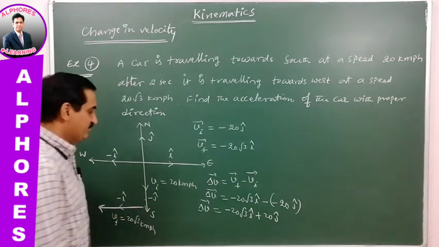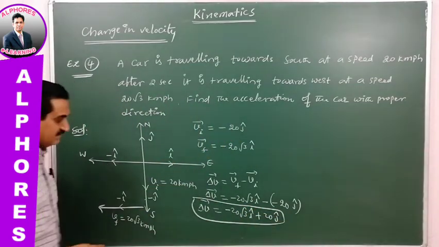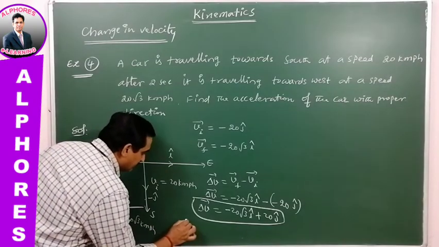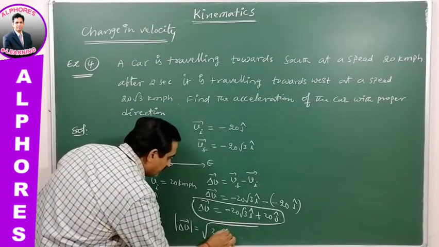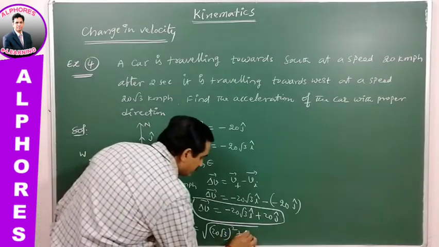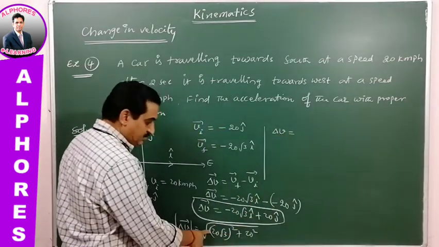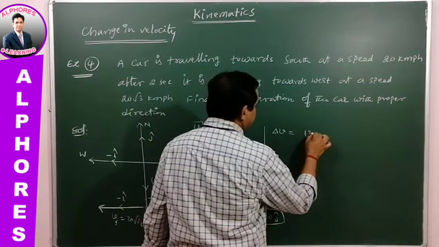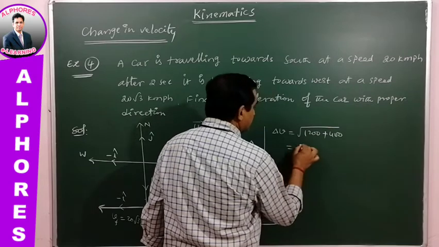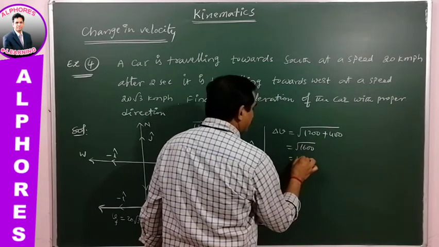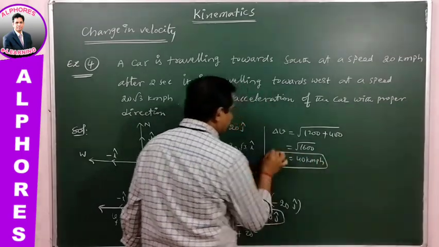Now we can find its magnitude. The magnitude of this change in velocity is the square root of (20√3) squared plus 20 squared. So delta V is equal to 1200 plus 400, as a whole 1600, so that is 40 km per hour. This is the change in velocity in magnitude.